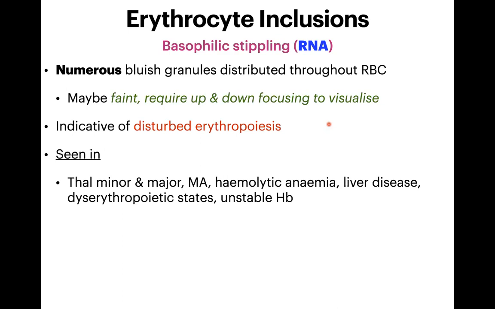It is seen in thalassemia major and minor, megaloblastic anemia, hemolytic anemias, liver disease, dyserythropoietic states, and unstable hemoglobin. The list is actually long. I have included only the most common ones.